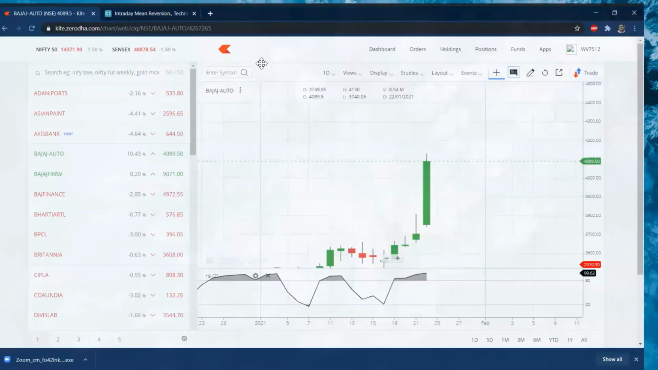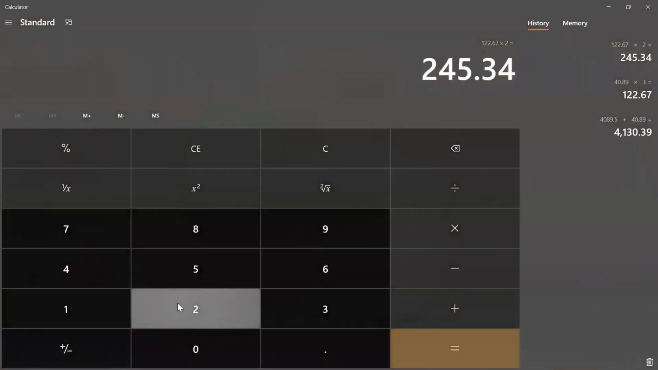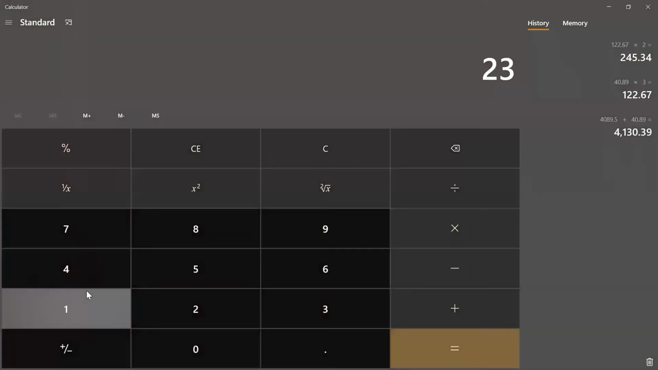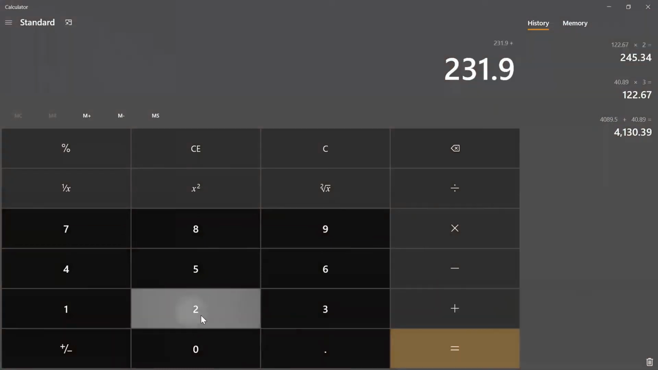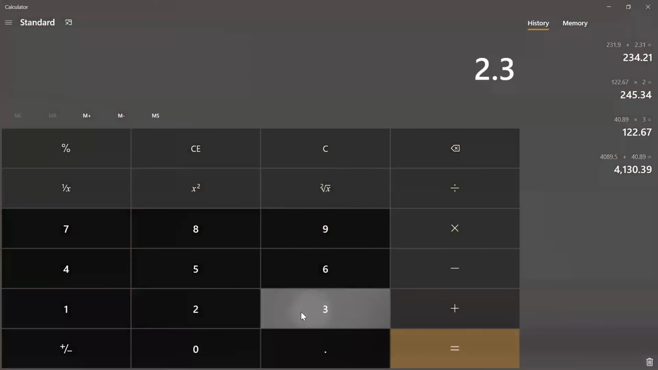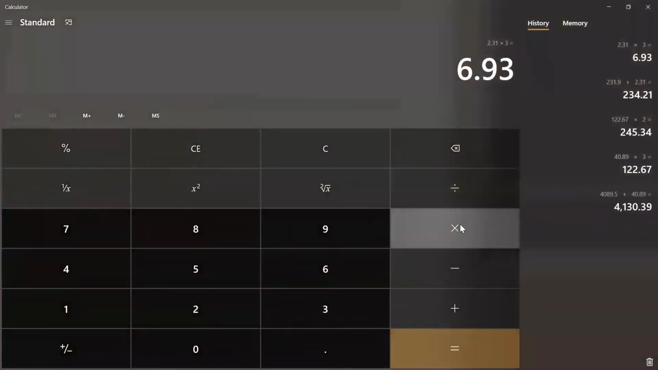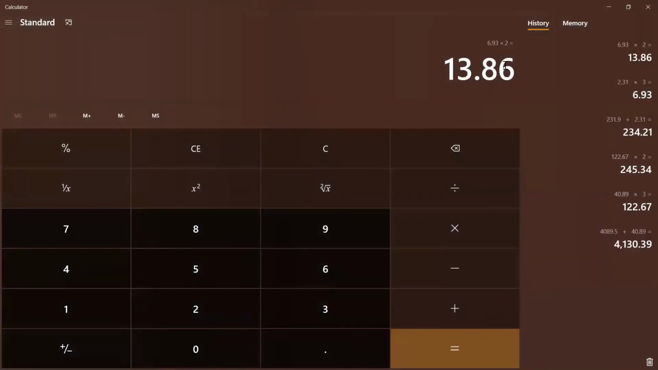Now the second stock, the same way, Apollo Tires. It did appreciate by 6.72%, and the last traded price was 231.9. I will open up my calculator again, and now I need my entry point. 231.9 plus 2.31. So if the stock appreciates 1% by tomorrow, that is 234.21, I will short sell the stock. Now, what is my stop loss? 2.31 into 3, 6.93 is my stop loss. I'm ready to commit 6.93 for this trade. And what should be my target? Into 2, 13.86. That's it.